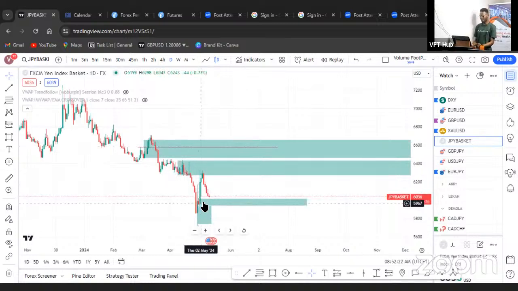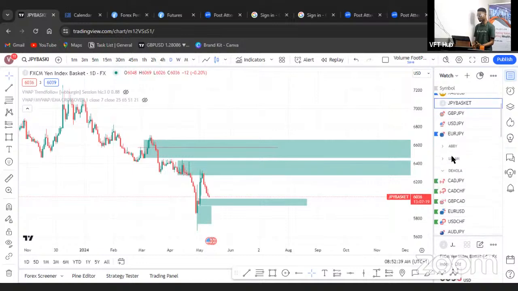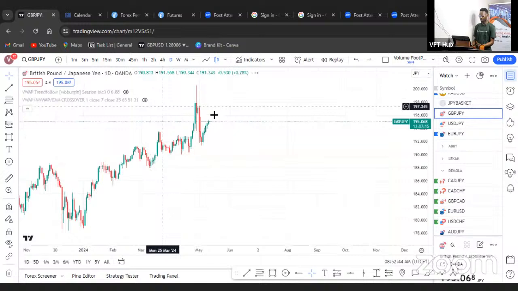If price pulls back from this particular order block here, then we expect it to come all the way and clear liquidity here. So if this is happening on the yen basket, then we should see the correlated move on the yen pairs, such as GJ, GBP-JPY. Now let's look at GBP-JPY.